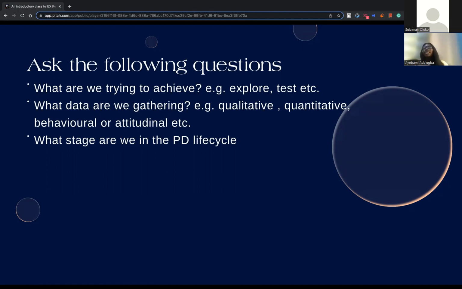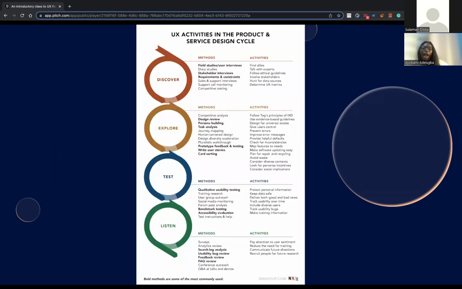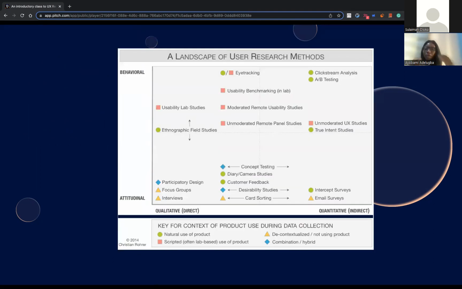If you're at the initial stage, the kind of research you will do differs from what you will do when you have a prototype or a product. You need to put all of that into perspective when you're testing or researching. This is discovery, exploration, testing, and listening. That's for question one. There are different methods you can use here. I'm also sharing this image again that gives you behavioral, attitudinal, and quantitative.